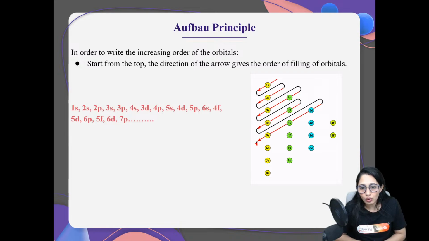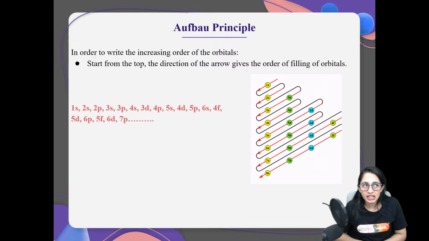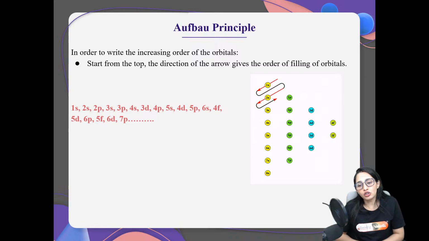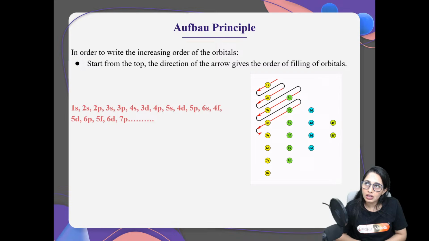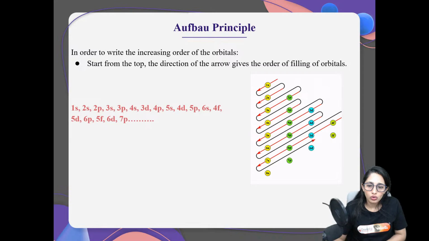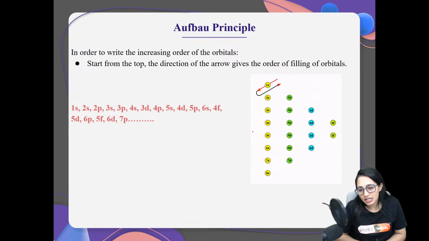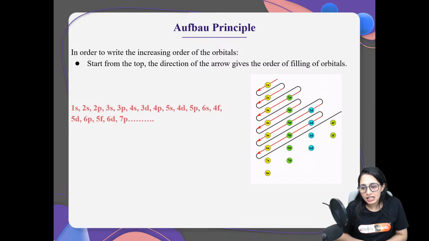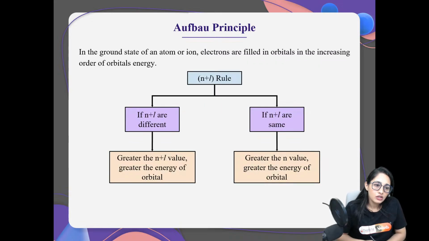The direction of the arrow gives the order of filling of orbitals, and this sometimes varies when it is half filled or completely filled. This is something that you will be learning in 11th and 12th standard, how it is going to vary and all. Okay, so write like this: 1s, 2s, 3s, 4s, 5s, 6s, 7s, 8s. Then we have the p subshell, d subshell, and f subshell. All right. So in the ground state of an atom or ion, electrons are filled in orbitals in the increasing order of orbital energy.